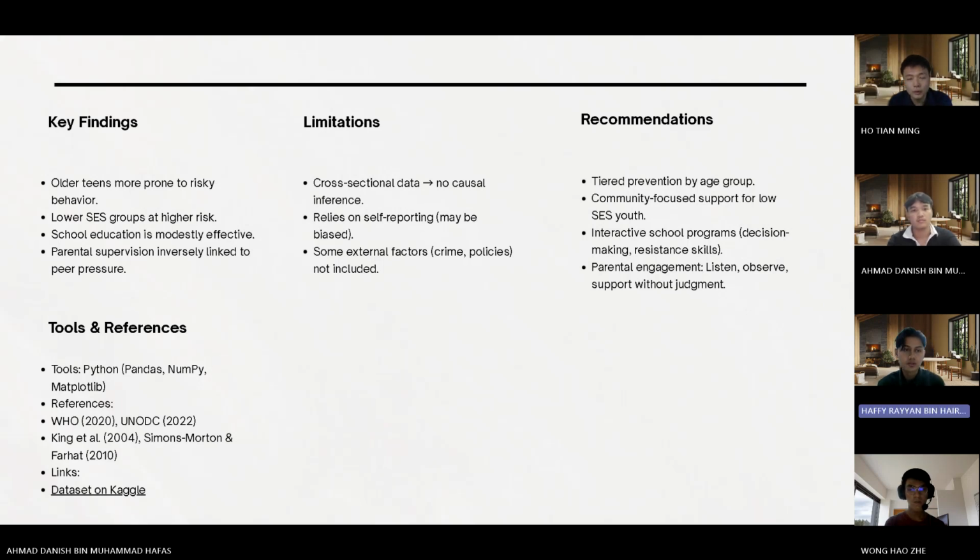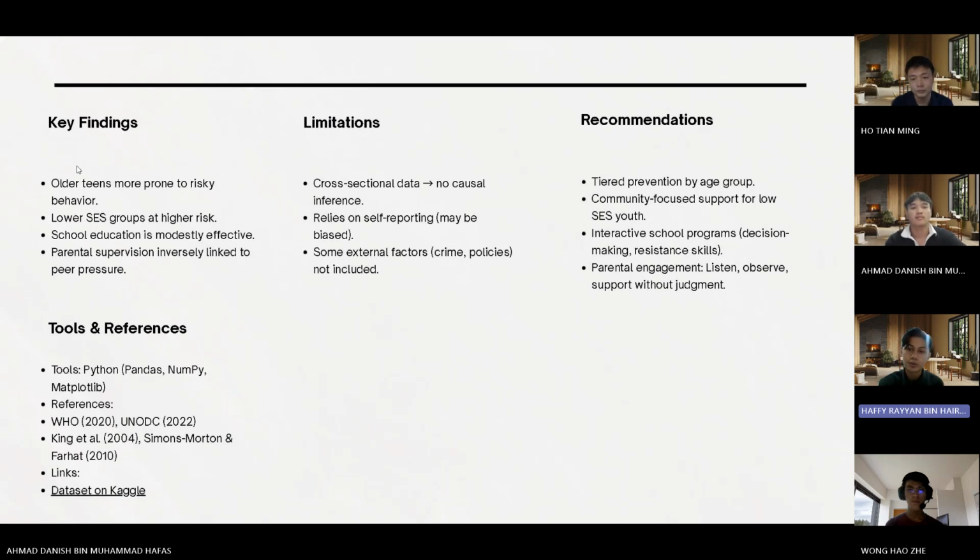To summarize our findings, older teens are more likely to experiment with substances. Lower socioeconomic status is linked with higher risk behaviors, and school programs have a slight positive effect. Parental supervision also helps reduce the impact of peer pressure. These insights help us understand which youth populations require more focused attention and support.